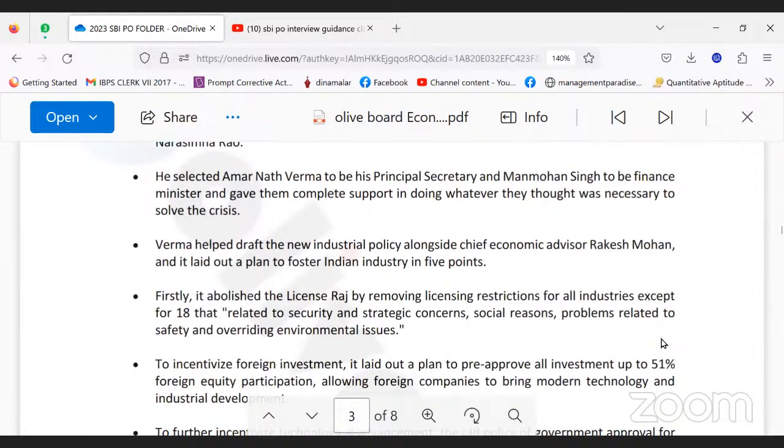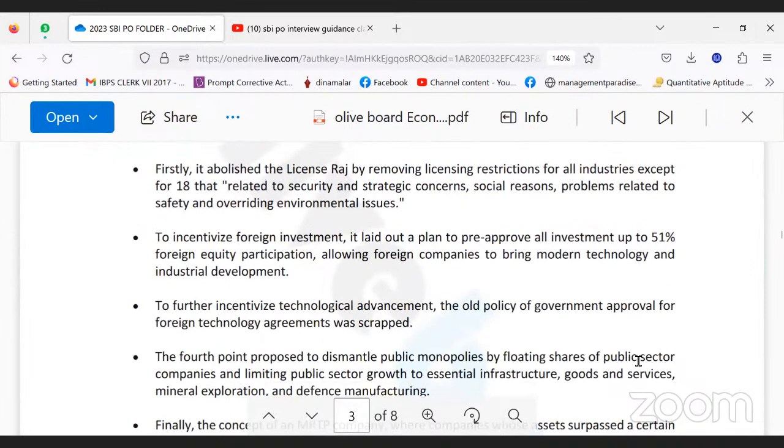Verma helped draft the new industrial policy alongside Chief Economic Advisor Rakesh Mohan, and it laid out a plan to foster Indian industry in 5 points. Firstly, it abolished the license Raj by removing licensing restrictions for all industries except for 18 that related to security and strategic concerns, social reasons, problems related to safety, and overriding environmental issues. To incentivize foreign investment, it laid out a plan to pre-approve all investment up to 51% foreign equity participation, allowing foreign companies to bring modern technology and industrial development.